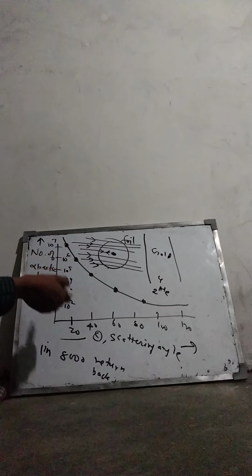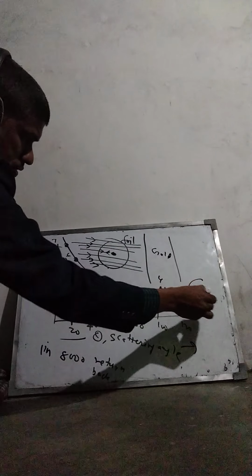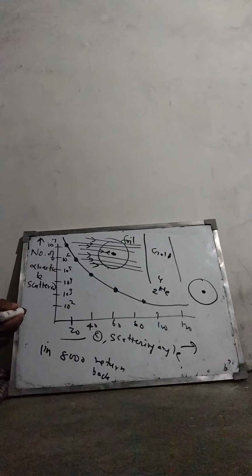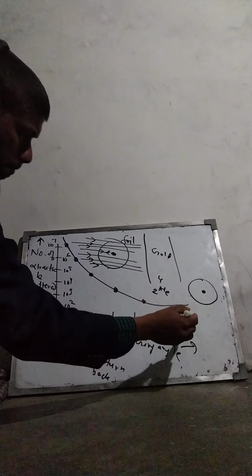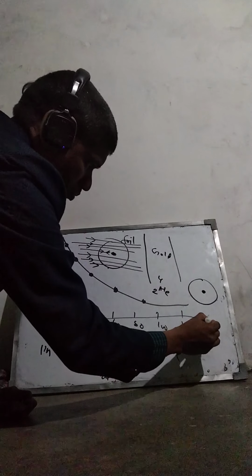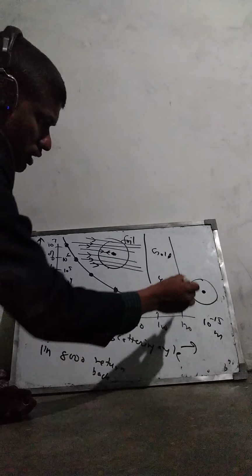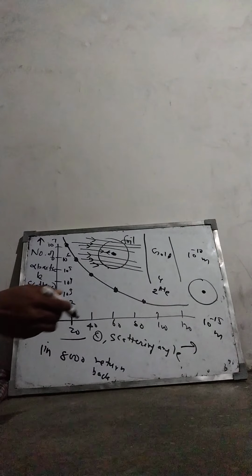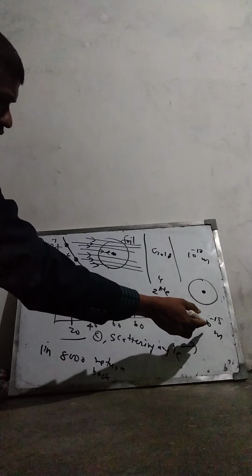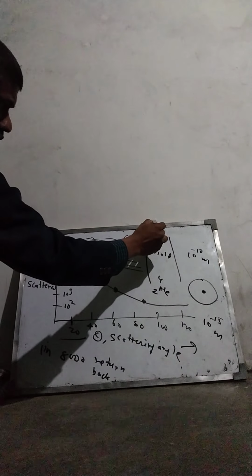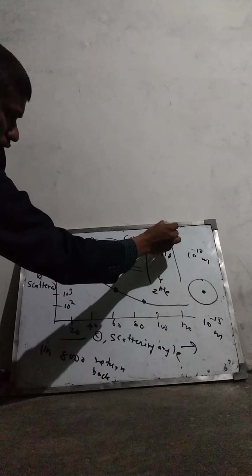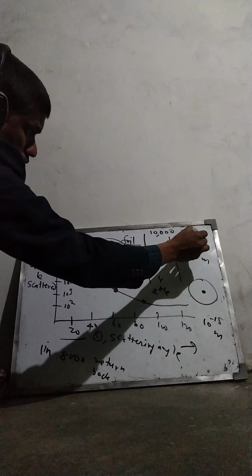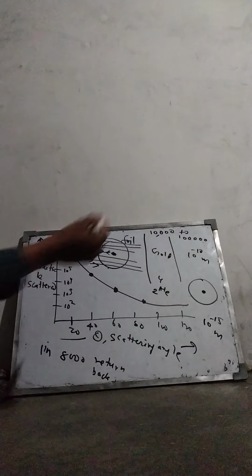So from this he concluded that the atom is like this: at the center there is the nucleus and the whole of the space is empty. The size of the nucleus is 10 to the minus 15 meter, and the size of the atom is 10 to the minus 10 meter, which is 10,000 or 1 lakh times that of the nucleus.